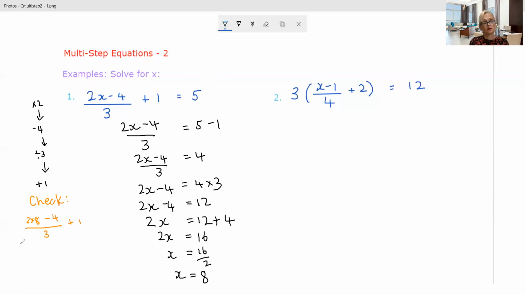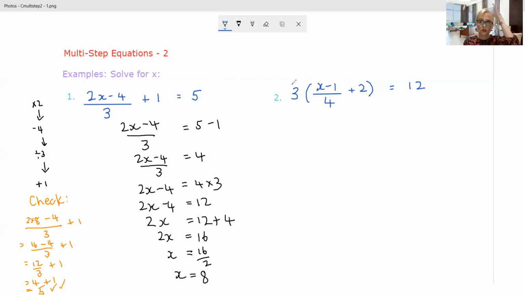What does that equal? Well, 2 times 8 is 16 minus our 4 on 3. 16 minus 4 is 12. 12 divided by 3 is 4. And 4 plus 1, yes, is our right-hand side, so we're all good there. All right, let's try the next one.